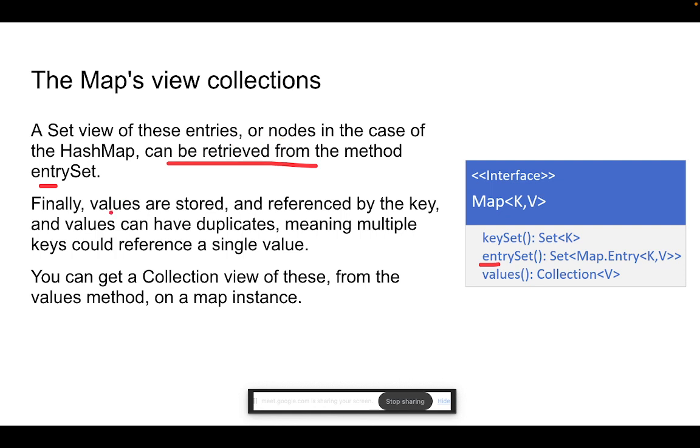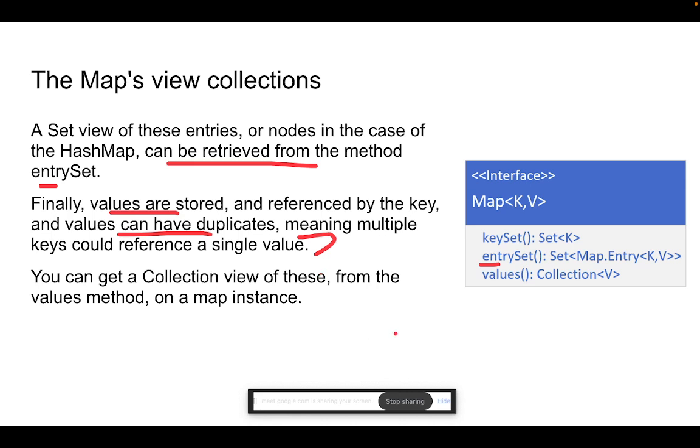Finally, the values are stored and referenced by the key, and values can have duplicates, meaning multiple keys could reference a single value. We will see what that means here, and we can also get the collection view of these from the values method on a map instance.